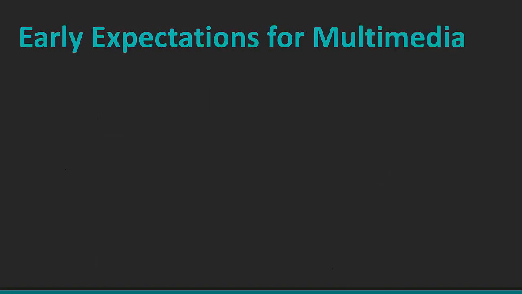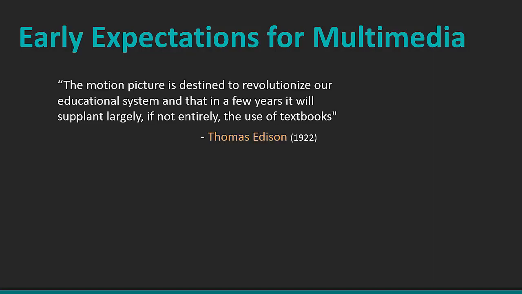Finally, let's go ahead and close this lesson with a review of some of the historical predictions made by a few of this country's smartest minds. My question is really simple. Were they correct? Let's find out. Let's start with Thomas Edison, you know, the famous inventor. He invented the phonograph and the motion picture and the light bulb, of course. And he said the motion picture is destined to revolutionize our educational system, and in a few years it will supplant largely, if not entirely, the use of textbooks.